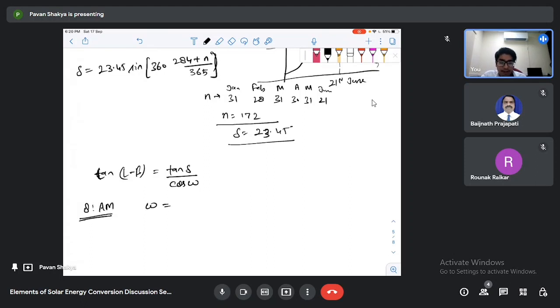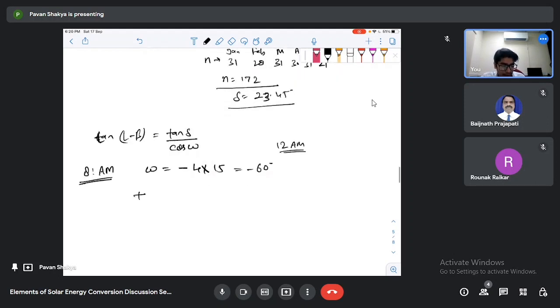For 8 a.m., the omega, as you know, is computed from the solar noon time. So solar noon time is 12 a.m. Before that we have to take a negative sign, and how much hour? Before 12 a.m. there are 4 hours, and in every hour the earth rotates around 15 degree. So the omega will become 4 multiplied by 15, that will be minus 60 degree.